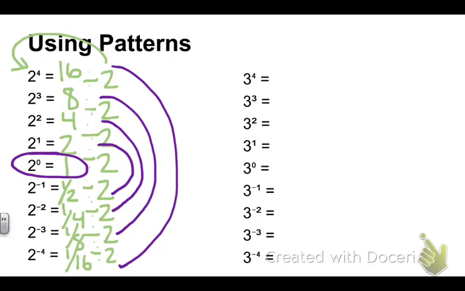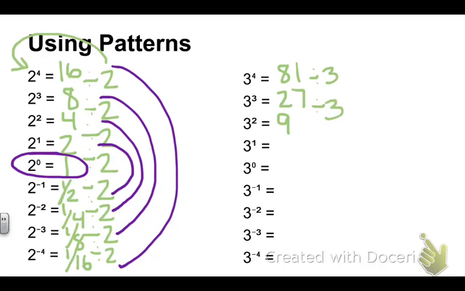Alright, so I want you to look at the next pattern here. Let me change something real quick. Okay, so 3 to the 4th, 3 times 3 times 3 times 3 is actually 81. 3 times 3 times 3 is 27. 3 squared is 9. Now I asked you to think about what we would be dividing by. 81 to 27, 27 to 9. Hopefully you're seeing that we're dividing by 3 every time.